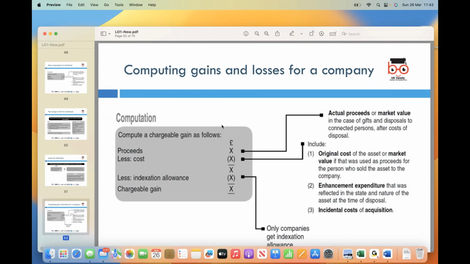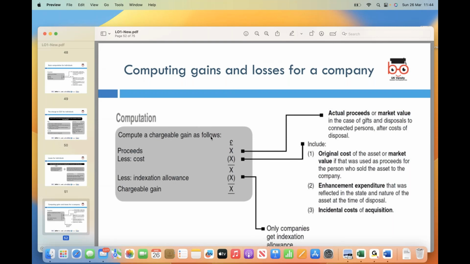Then deduct the cost of the asset. This includes the original cost, or the market value if that was used as the proceeds for the person who sold the asset to the company, enhancement expenditure reflected in the state and nature of the asset at the time of disposal, and incidental costs of acquisition.